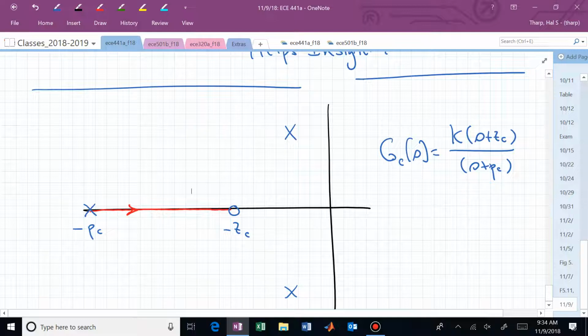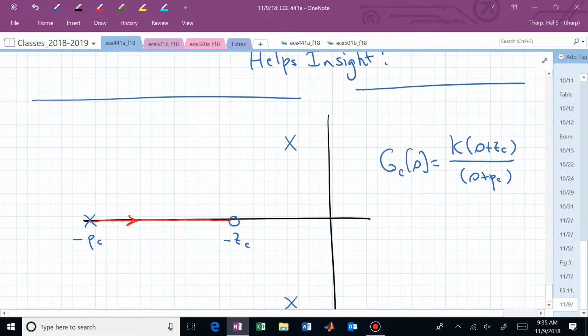What does my asymptotic behavior look like? What is the asymptotic behavior based on? The asymptotes, but what governs those asymptote angles? The pole zero excess. We have 3 poles and a zero. Our pole zero excess is still 2 like it was in the original system. So we are eventually going to approach asymptotes at plus and minus 90 degrees.